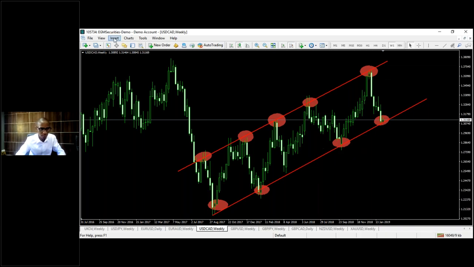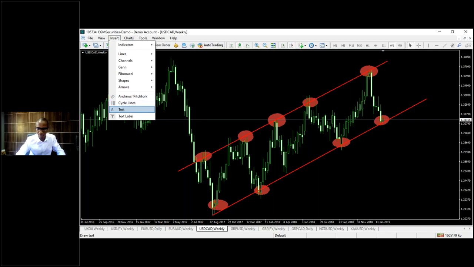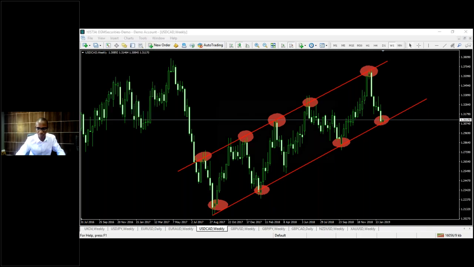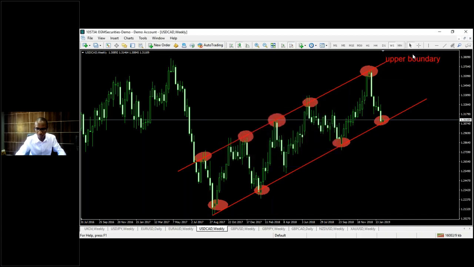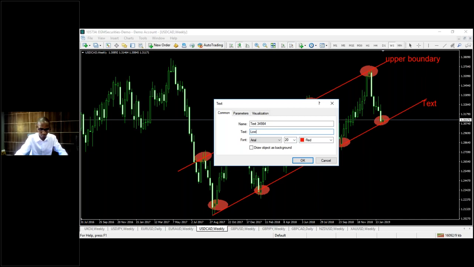I'm just going to indicate this. This is the upper boundary. This is the upper boundary, right there. And then, of course, this is the lower boundary. This is the lower boundary.